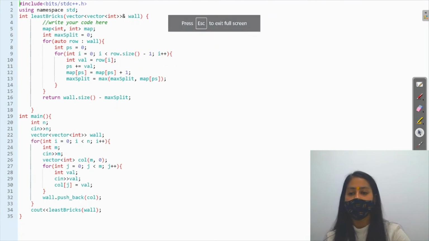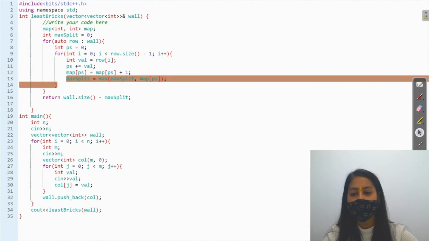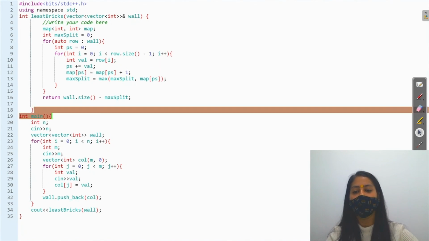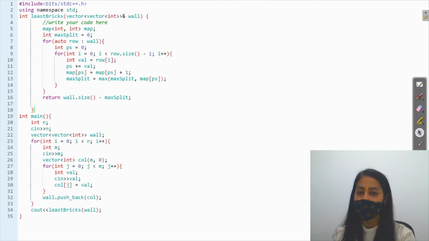So what we are doing in this particular question is, instead of minimizing the brick crosses, we are maximizing the split crosses by using the prefix sum, right? We are using the map in order to store the split crosses for all the points, right? Next we are maximizing the split crosses and from that we are getting the minimum number of brick crosses, right? So this is the question. I hope the solution is clear to you.